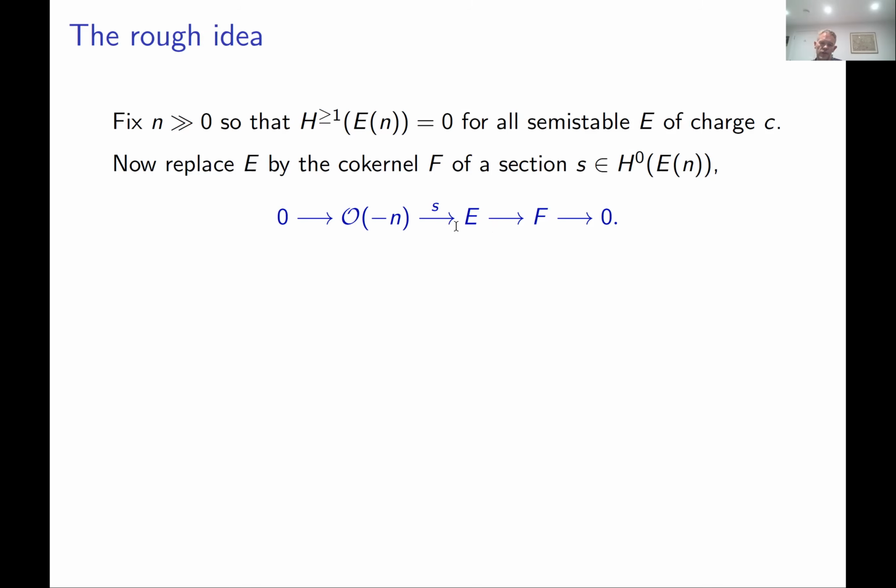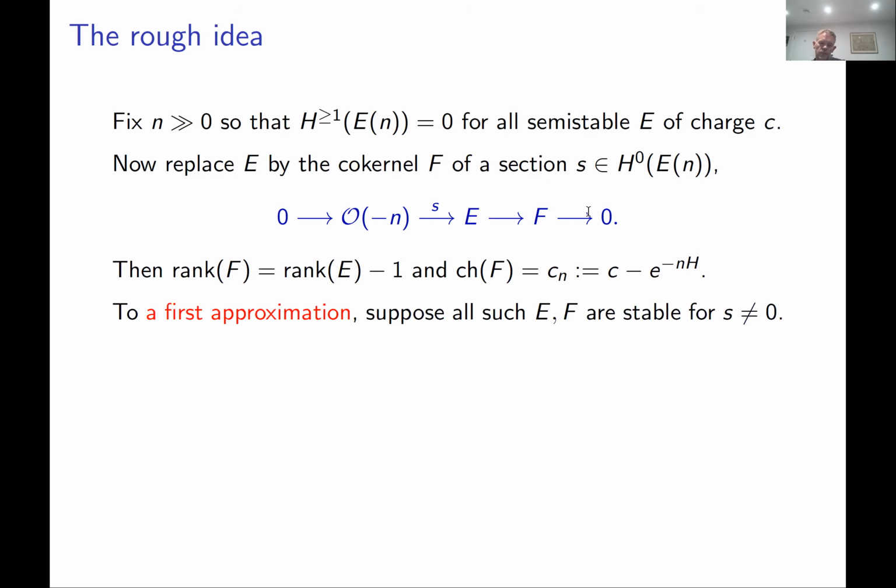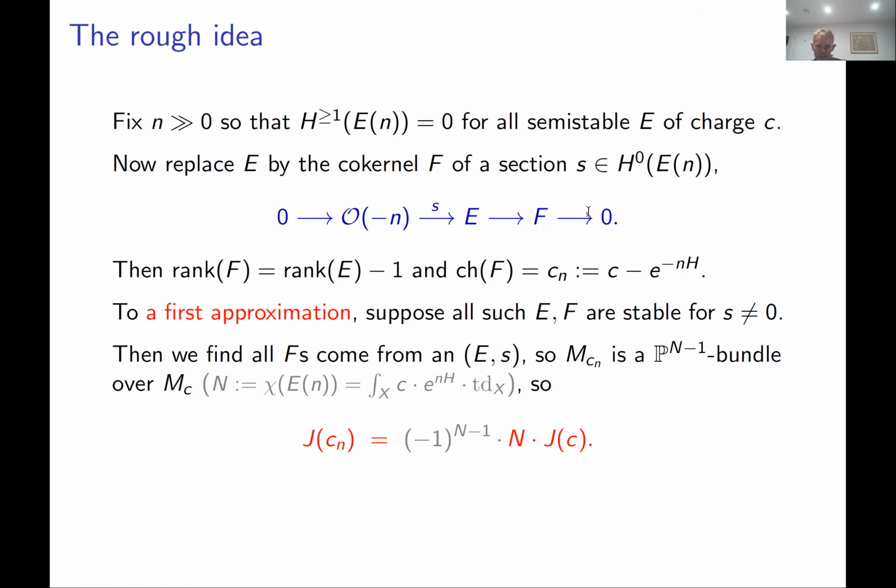Or, if it's a vector bundle, I get a vector bundle of lower rank away from the zeros of that section. Near the zeros of that section, I get a singular vector bundle, which is all that a coherent sheaf is. Okay, and it's a sheaf of rank 1 lower, and we know what its charge is. And so to a first approximation, let's just suppose that everything here is stable whenever the section is non-zero. This is certainly not true, but let's suppose it is.